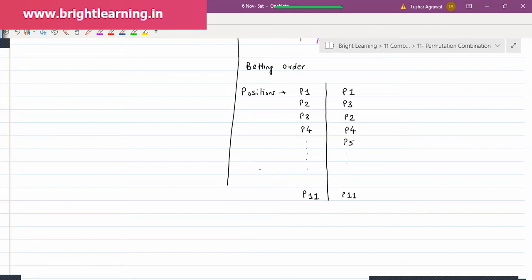5 friends, in how many ways can they be seated in a row? 5 chairs are there, 5 identical chairs. In how many ways can 5 friends be seated in a row? What do you think this is a question of? Permutation or combination? Permutation, yes.